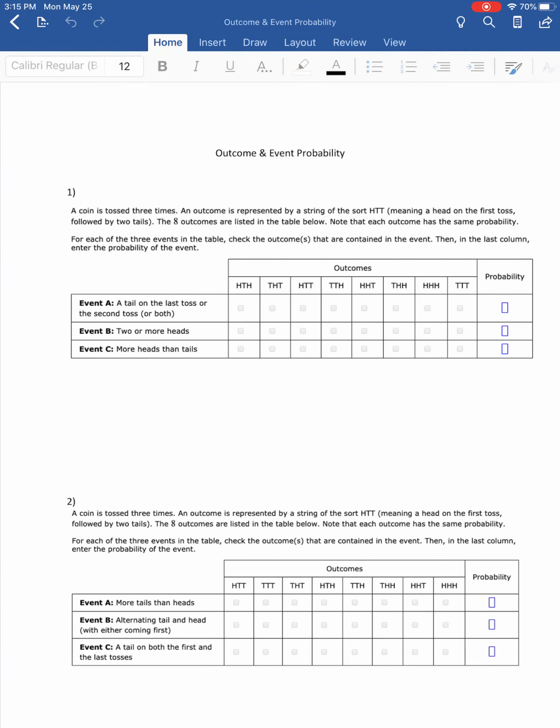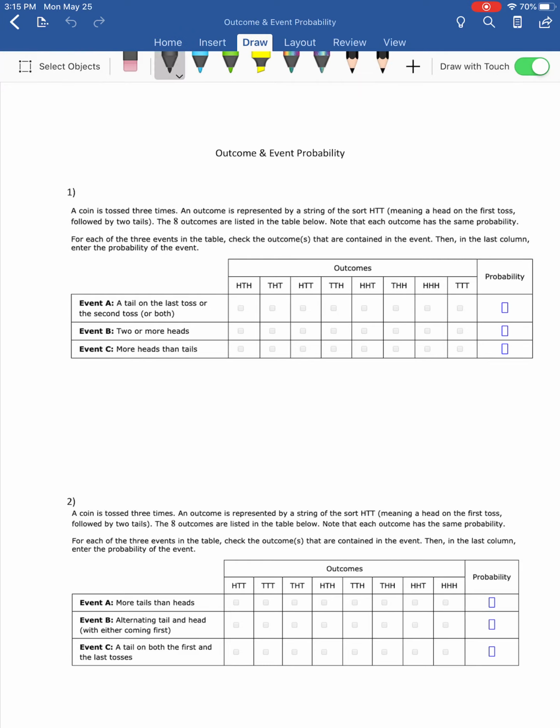Okay, so in this lesson, we're going to start looking at outcome and events probabilities. All right, best way to do this is let's just get into a question. So a coin is tossed 3 times. An outcome is represented by a string of the sort HTT.